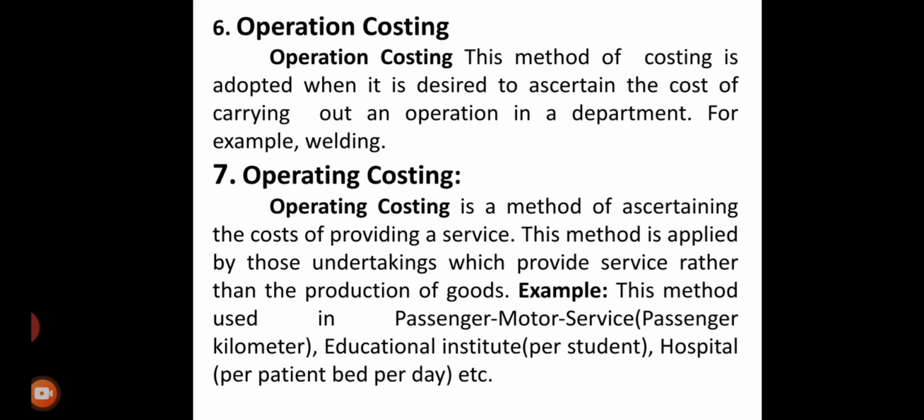Operating costing. Operating costing is also known as service costing. It is a method of ascertaining the cost of providing a service. This method is applied by those undertakings which provide service rather than the production of goods. If any industry provides service, just like hotel, hospital, etc., these industries will install operating costing. For example, this method is used for passenger metro services, railway services, etc. The calculation per unit is passenger kilometer. For an educational institution, cost will be per student. For a hospital, cost will be per patient or per bed, etc.